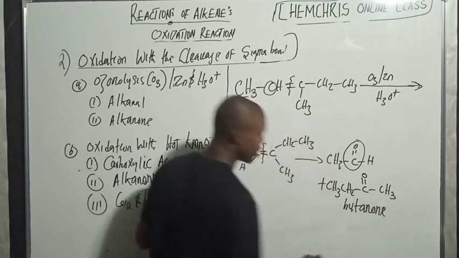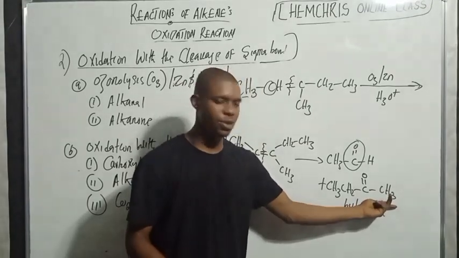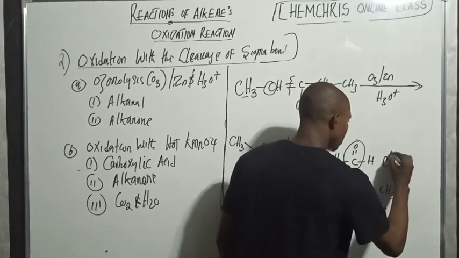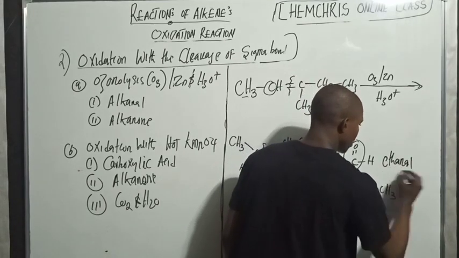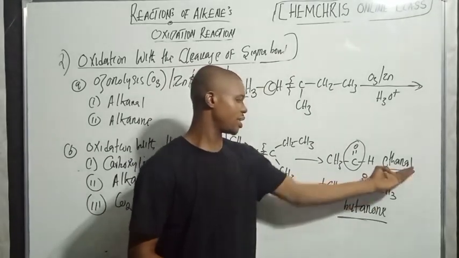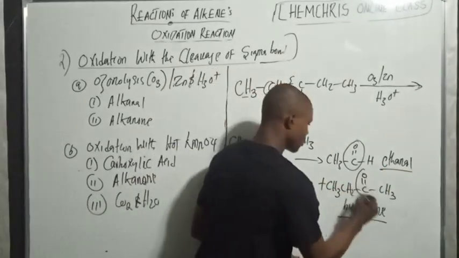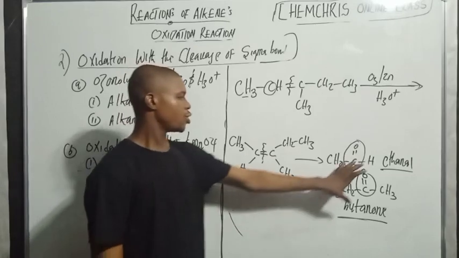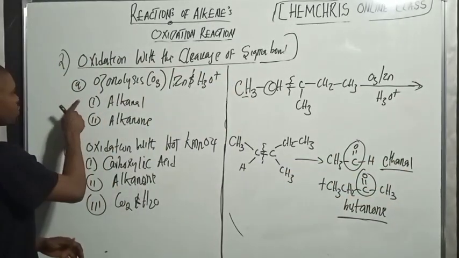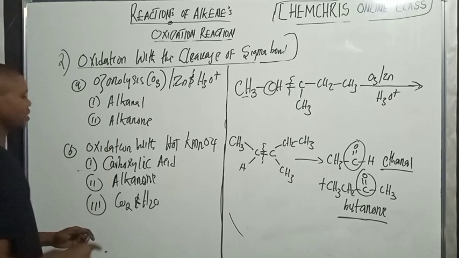Here we have butanone, because it is a ketone functional group, which is called the alkanone functional group. And here we have ethanal. So here we have butanone, and here we have ethanal. Do you understand? You must understand this process. So this is what you get with ozonolysis.